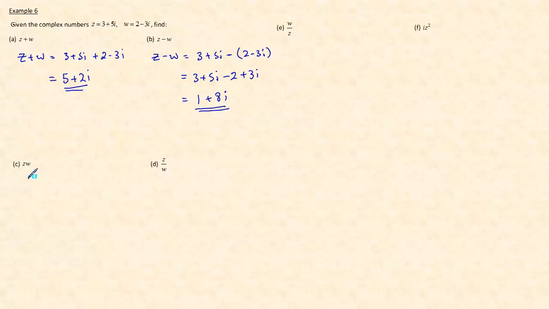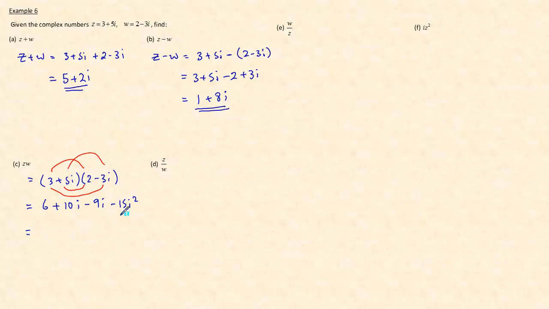Now zw means z times w, so that's 3 plus 5i multiplied by 2 minus 3i, and now we expand the brackets. So we get 6, add 10i, take away 9i, take away 15i squared.